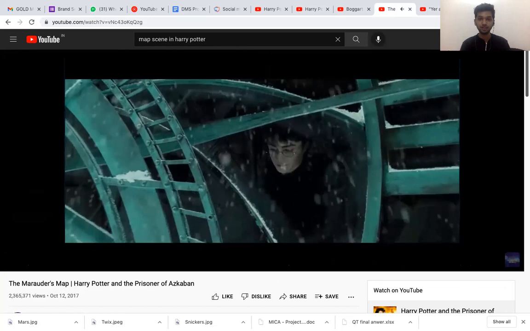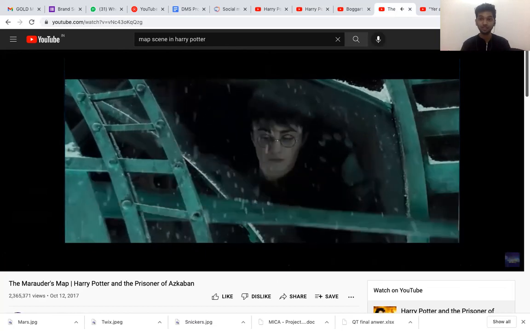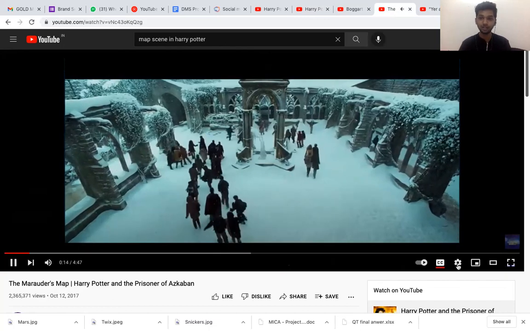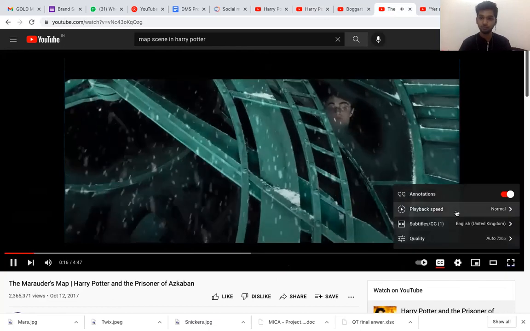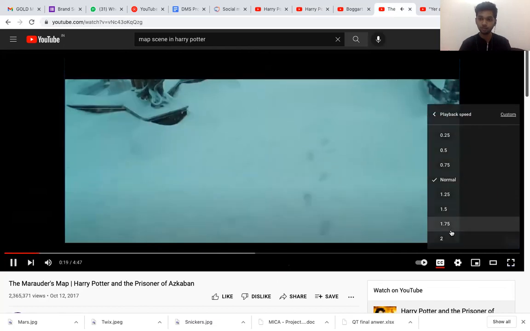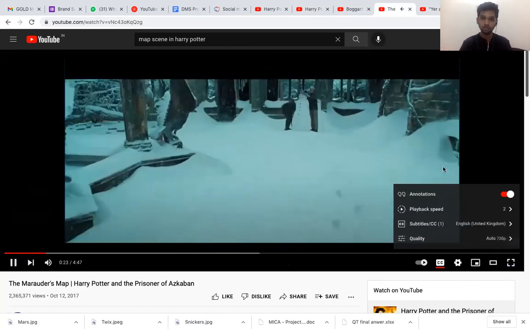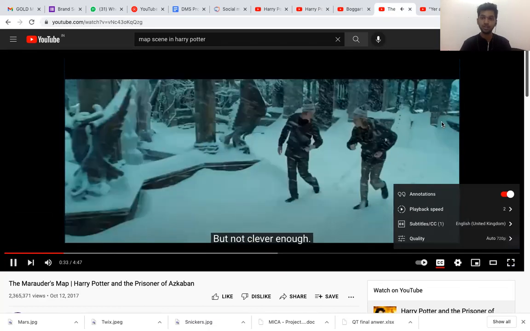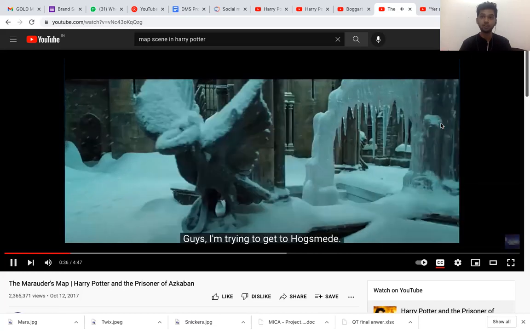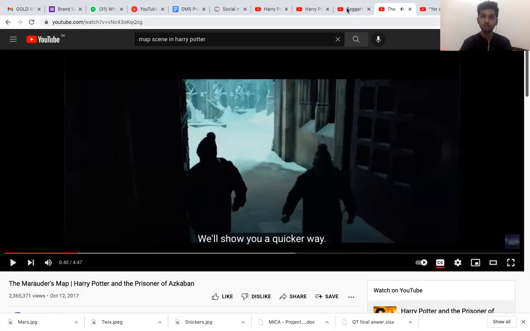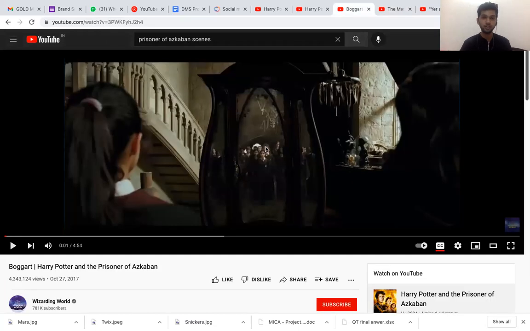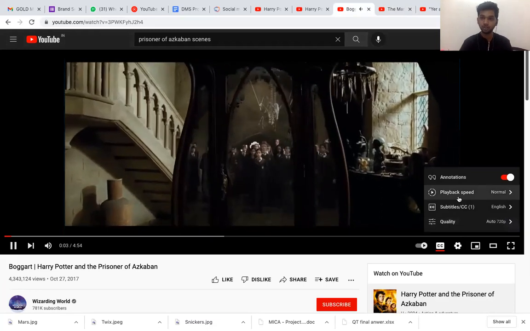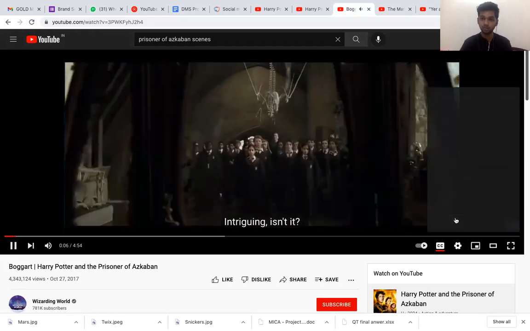We see that the camera is continuously moving. There is no single shot that is static. If I play it faster, you'll see. You see that the camera is continuously moving. Let me show you a quicker way. Not only here, but over here as well. Even for a stationary object, the camera is continuously moving.